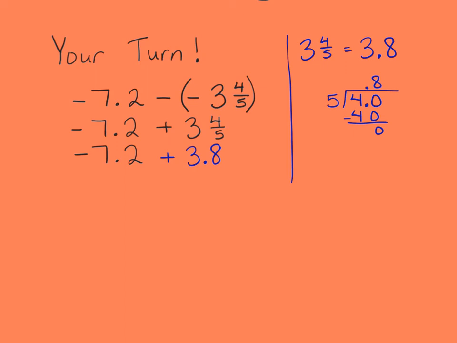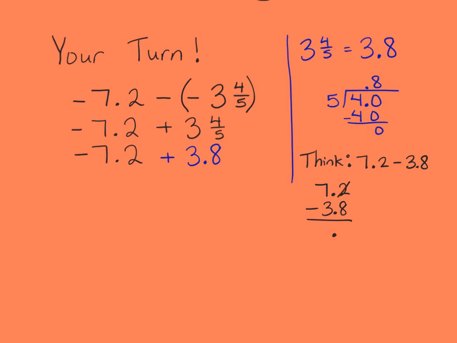I'm adding different signs, so I'm going to actually subtract. So I'm going to go to the side and think about that. I'm going to subtract and start with the number with the greater absolute value. 7.2 and subtract 3.8. It's easier to do this vertically. 7.2 minus 3.8.